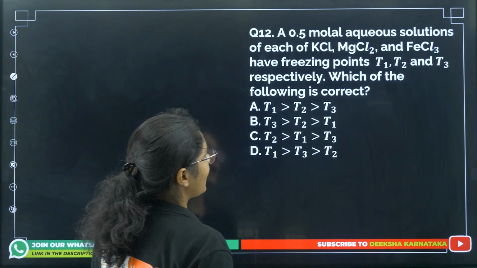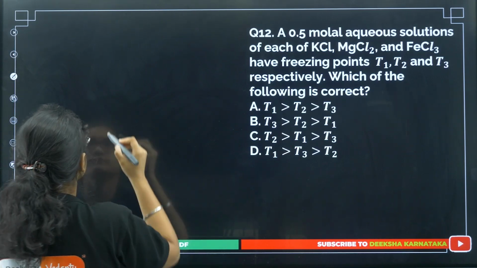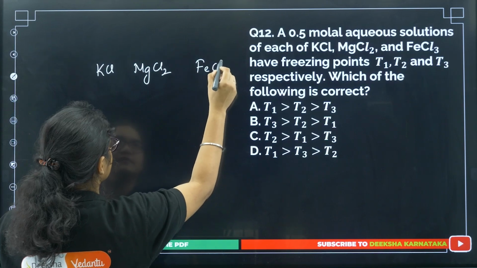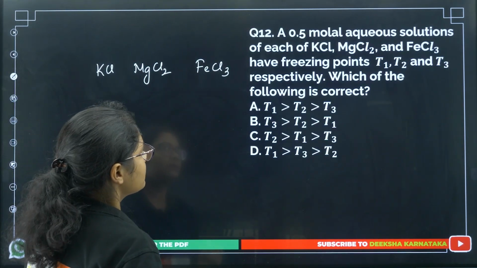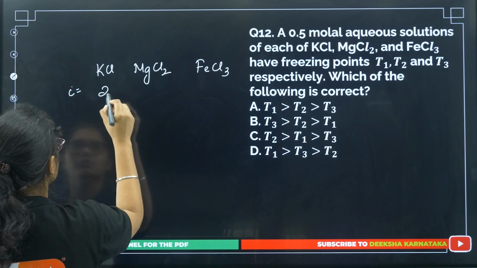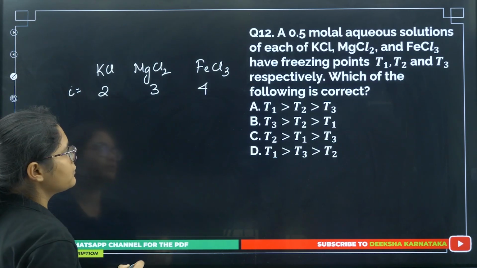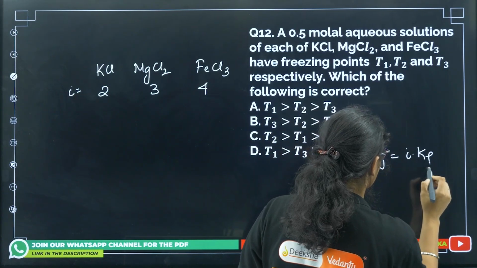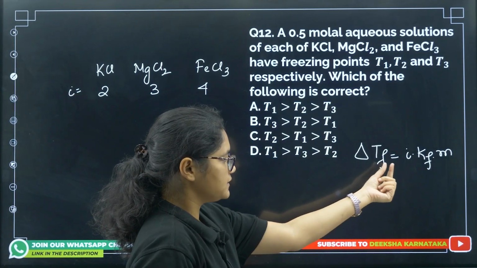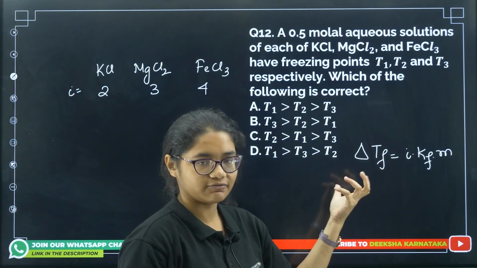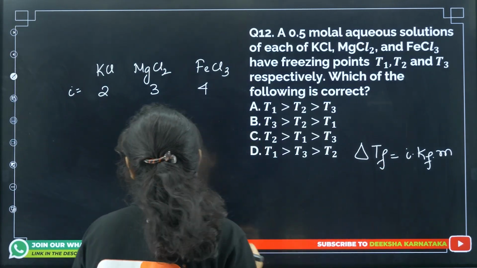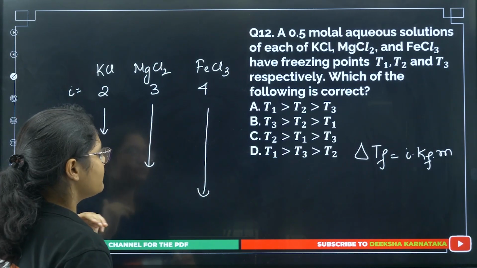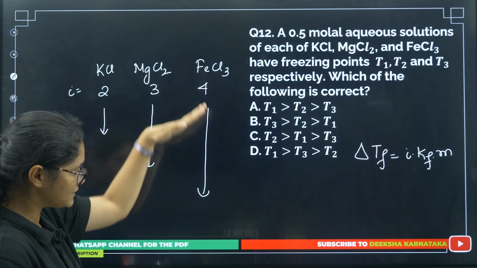A 0.5 molar aqueous solutions of KCl. So we have KCl, MgCl2, and FeCl3. The boiling point, so here i values are 2, 3 and 4. Okay, now what will happen? If you remember freezing point, delta Tf is equal to i into Kf into m, right? Now what happens here? If the i value is more, then delta Tf will also be more, depression will be more. Here depression will be less, here depression will be more, here depression will be further more. So where the freezing point will be least, here the freezing point has decreased maximum.